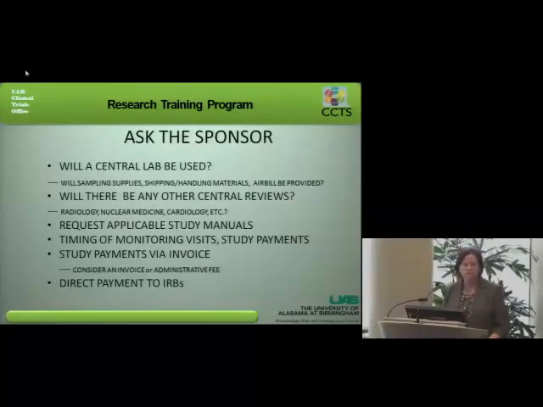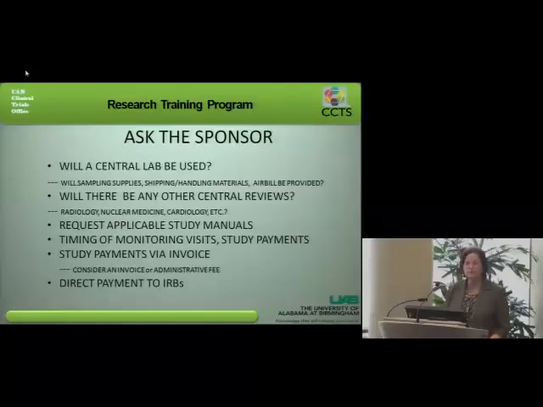Here are some generic questions that you can start off with the sponsor, and you can always start with a list and then add to it as your experience with building a budget proceeds. Will there be a central lab? What samples will be sent to the central lab? How often? Where's the central lab? Will all of the safety labs being conducted for the study be performed on site, or will they also go to a central lab in addition to potentially biologic research samples?